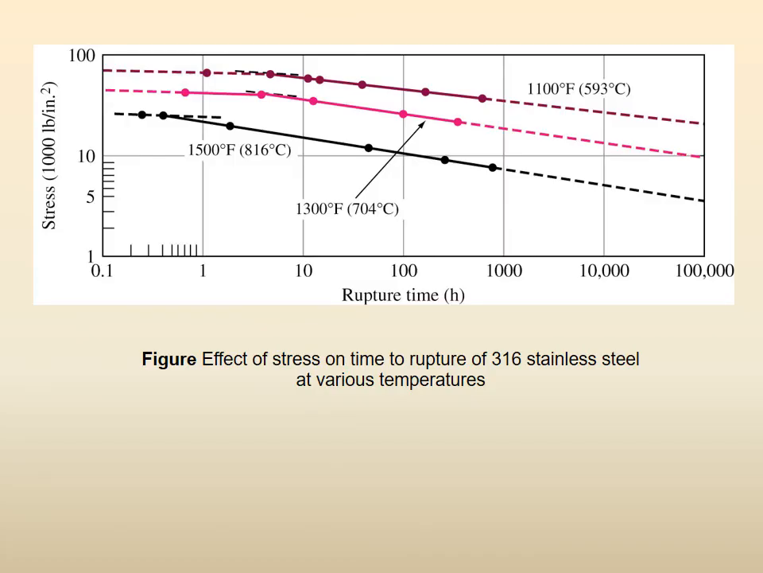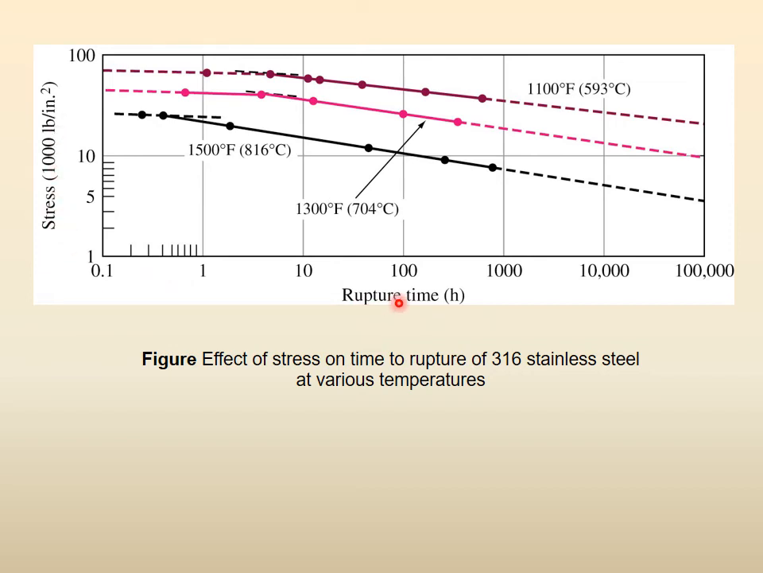So here now is the similar type of graph that we showed you earlier. So it is time to rupture of 316 stainless steel. So this is now a stress, but earlier there was a percent per hour, a strain per unit time. Here it is rupture time directly, but you see 1, 10, 100, 1000, so it is a logarithmic scale. 1, 5, 10, 100, a logarithmic scale, because 1, 10, 100, right. So these are both logarithmic scales, but we are plotting the stress against the rupture time.